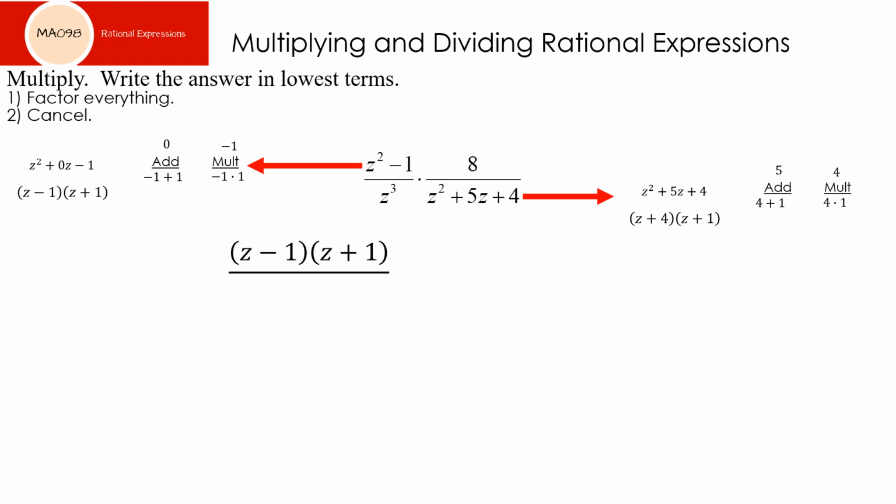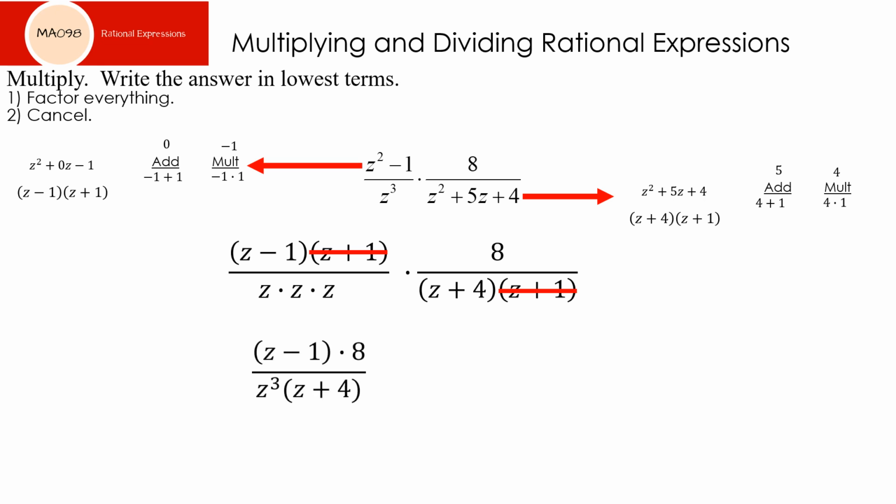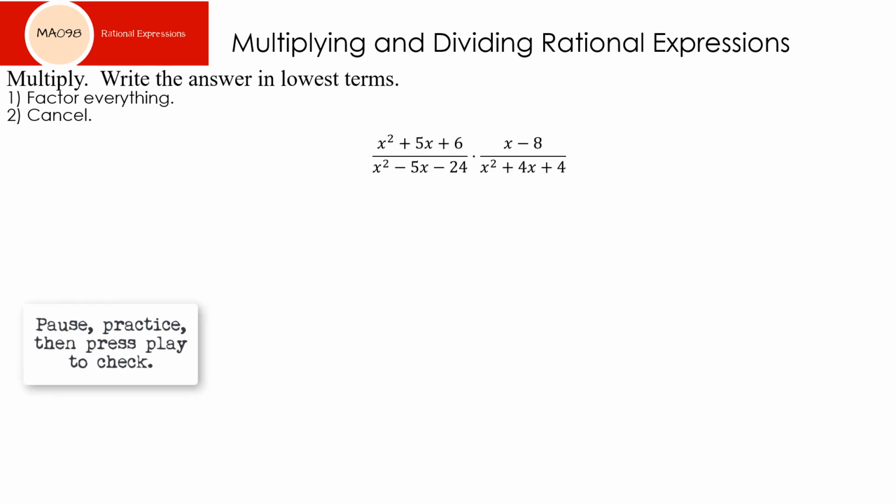On the top, we'll have z minus 1 times z plus 1 over z times z times z. And then we're going to have 8 over z plus 4 times z plus 1. Now we get to do the fun stuff and slash. Yep, that's the only thing that slashes. So now we have z minus 1 times 8 over z to the third times z plus 4. To write that in lowest terms, we just put the 8 out front. 8 times z minus 1 over z to the third times z plus 4. Not bad. I want you to pause the video, try this one. Yep, you need to factor everything, and then press play to check.